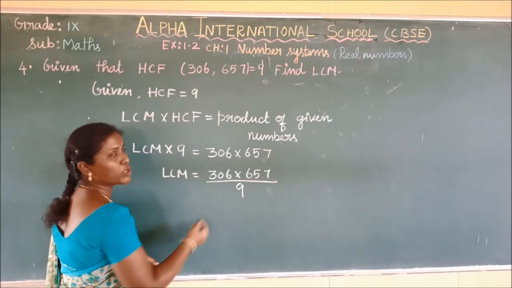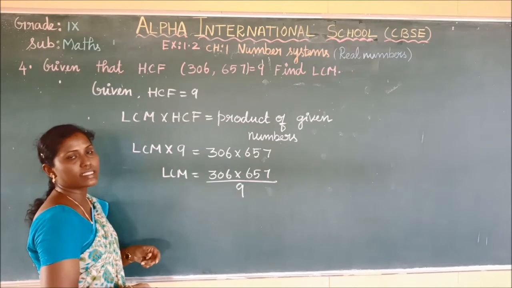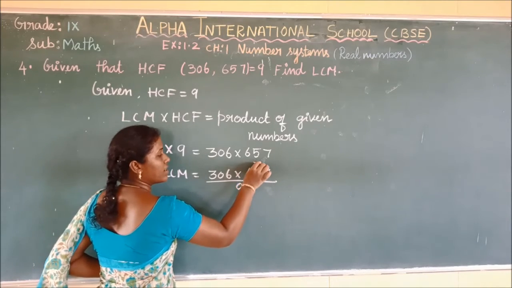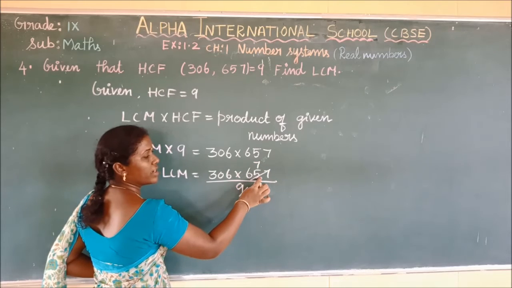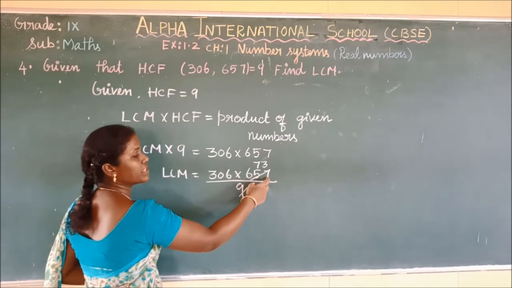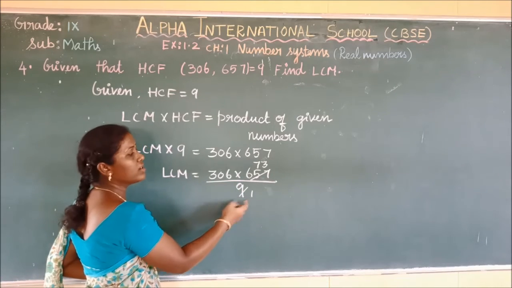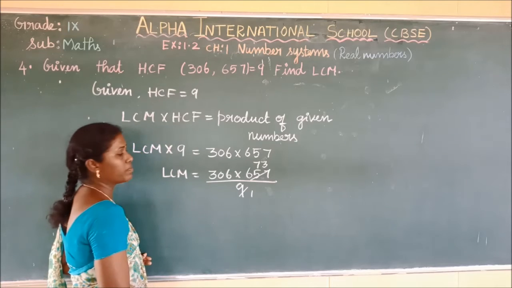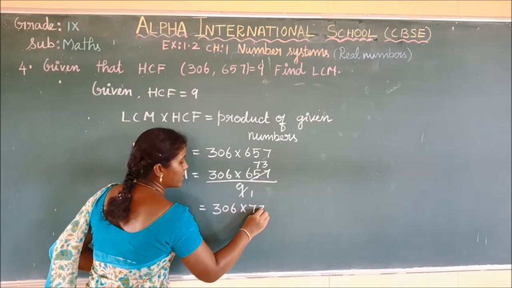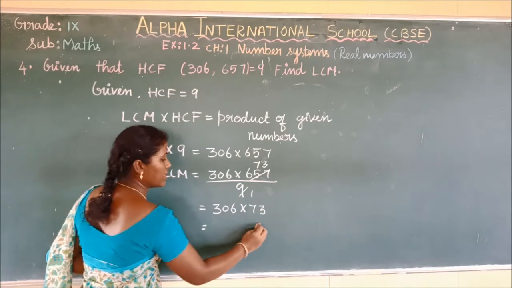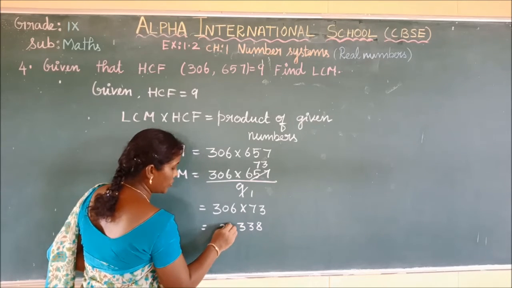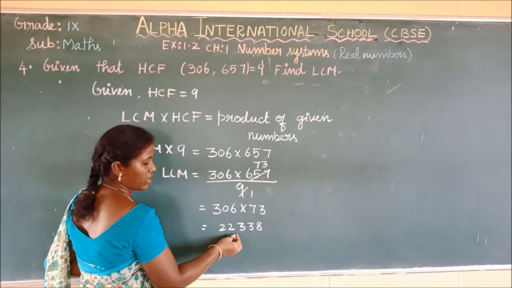But see, any number here is possible to divide by 9. Simplify and then multiply, it is easy, no? So if I simplify this, 7 nines are 63. Remember, 3 nines are 27. 657 is possible to simplify by 9. So first I am simplifying, then we are going to multiply. So what are the remaining numbers we are having? 306 into 73. If I multiply these two numbers, we get 22,338. Okay, what's the number we are having here?